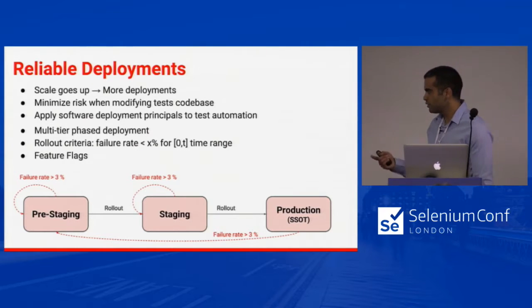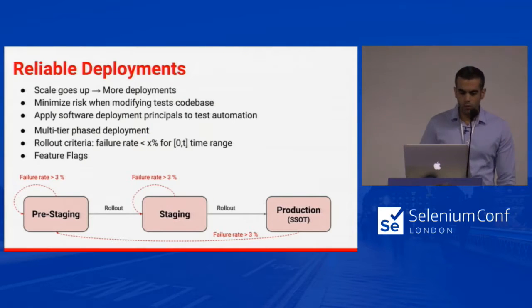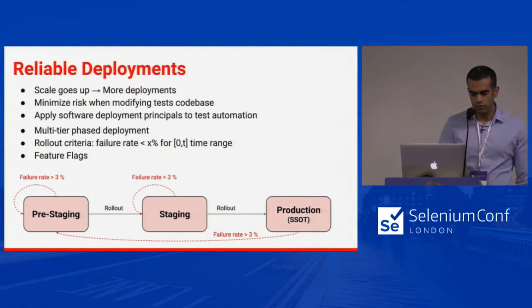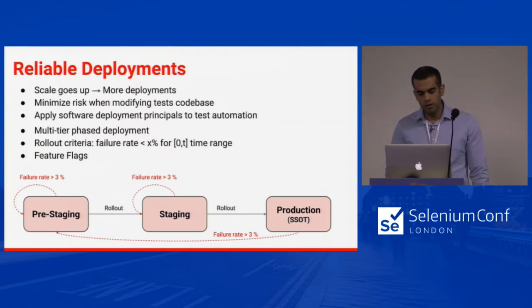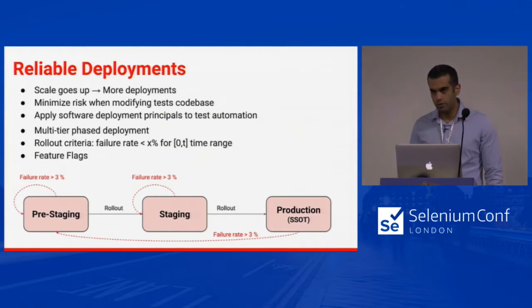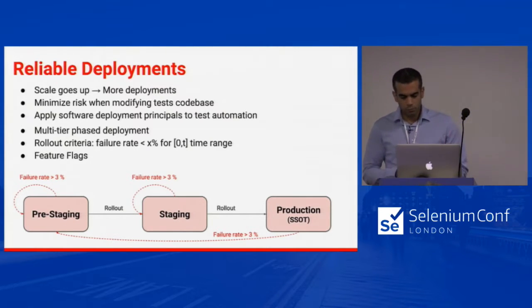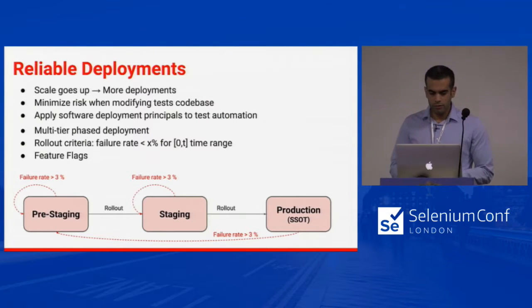The pre-staging environment is basically the playground where any automated tester can commit new changes into our test automation code base and test and verify that his new functionality is working. Once the tests in the pre-staging environment are stable enough, they will be rolled out into our staging environment, and then they will be rolled out into production.